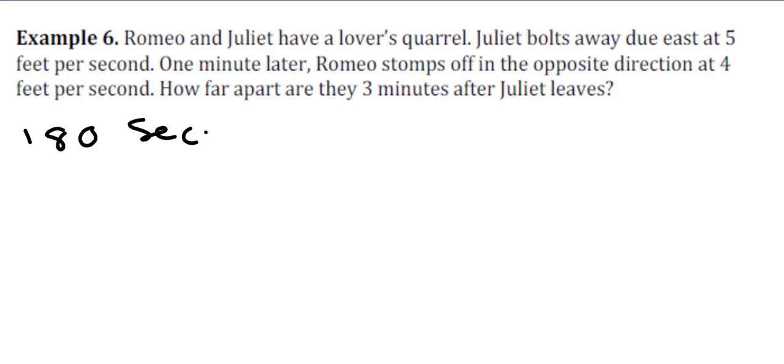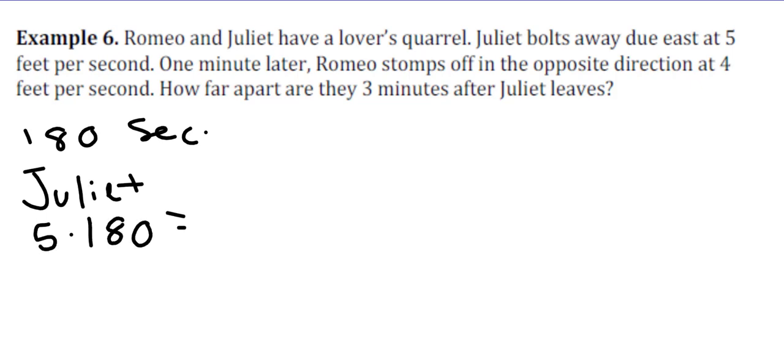So now we need to figure out the distance that Juliet travels in 180 seconds. Well, if she goes 5 feet per second, I'm going to put this right here, Juliet. She goes 5 feet per second and she walks for 180 seconds. How many feet did she walk? So we type that in and we get 900 feet. So we know Juliet bolts away for 900 feet, I guess I should say. She didn't walk away, she bolted.